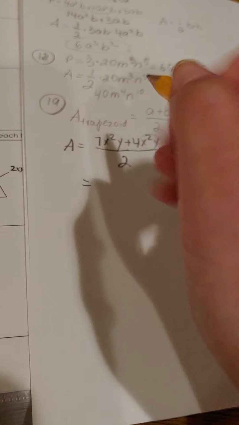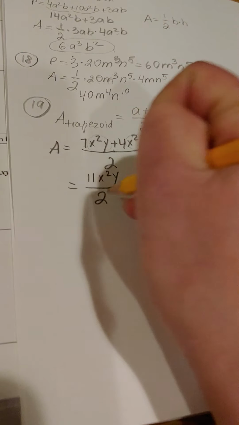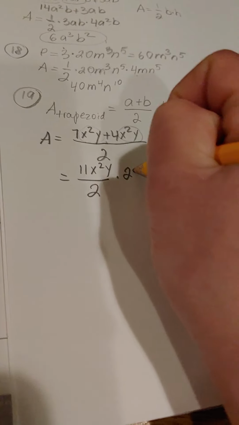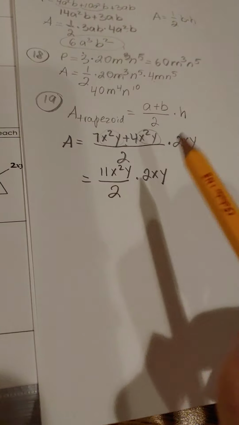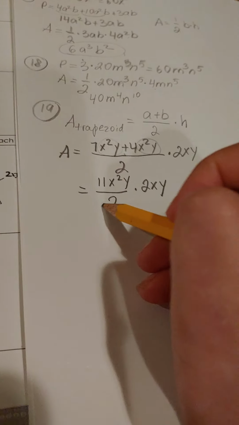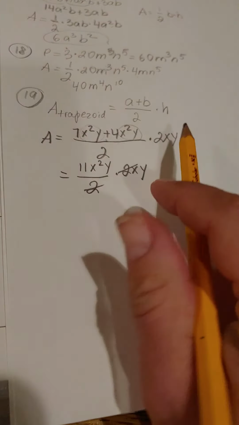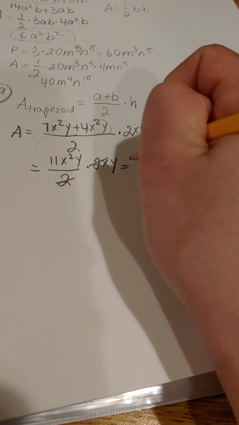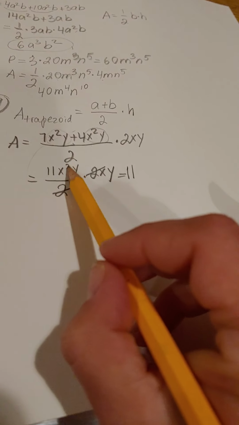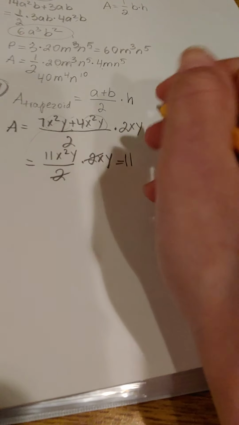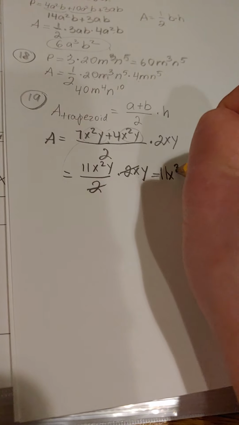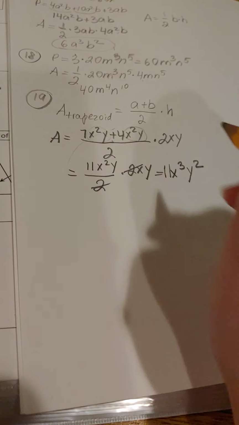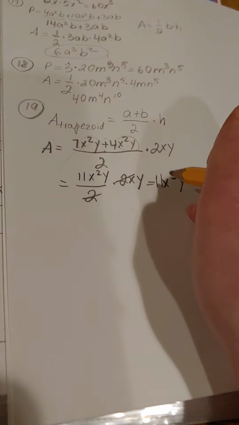So 7 plus 4 is 11, x squared y over 2 times 2xy. So we see 2 on top, 2 on the bottom, so we're going to cross them both. So now the final answer is 11. And then x squared times x is going to be x to the third power, and then y squared. So this is my final answer for number 19.